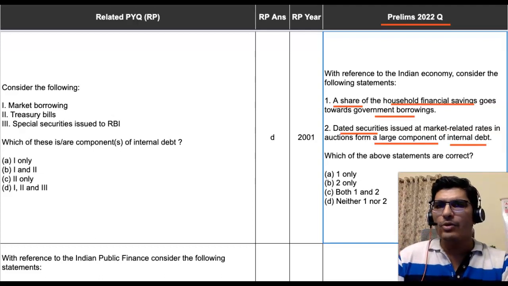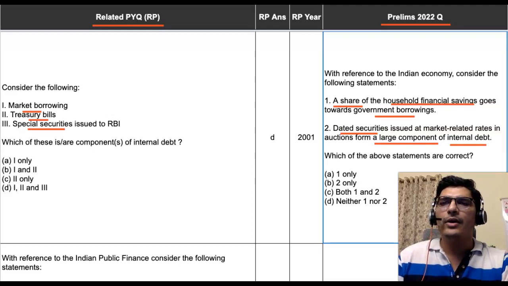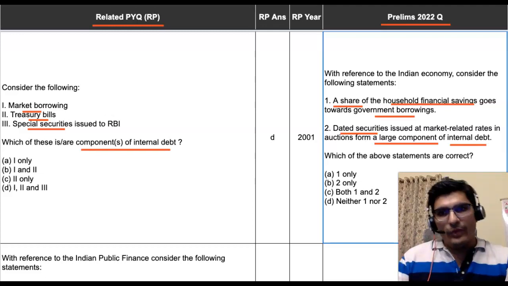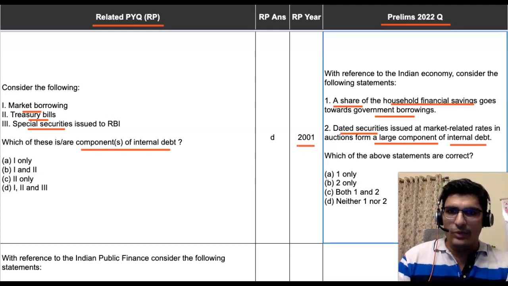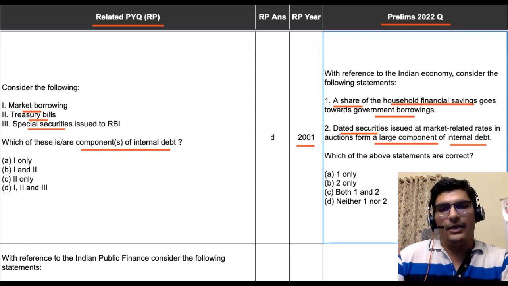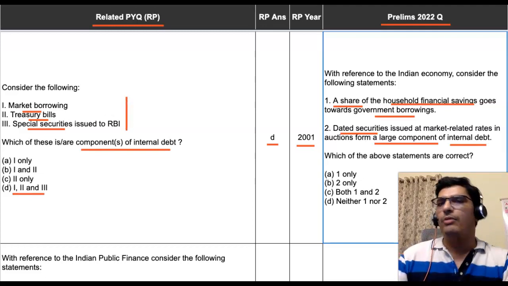Okay, let us now come to the previous year question. Come to the leftmost column headed related PYQ. The question is, consider the following: market borrowing, treasury bills, special securities issued to RBI. Which of these are components of internal debt, right? So in the 2022 question, it is saying dated securities form a large component of internal debt. The 2001 question, this PYQ we are talking about, came in 2001. The 2001 question has given us a list of items and it is saying which of the above are components of internal debt. Now the answer to the 2001 question is D, which is 1, 2 and 3. So all of these three are components of internal debt.